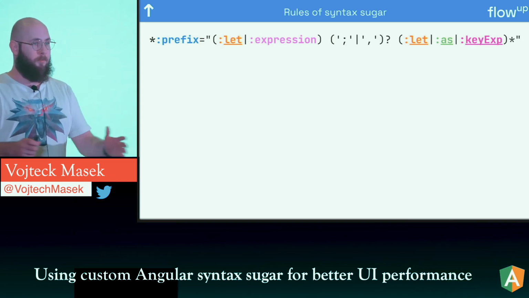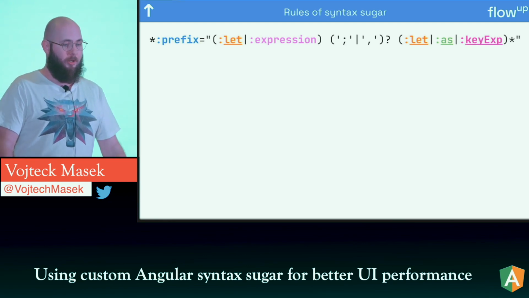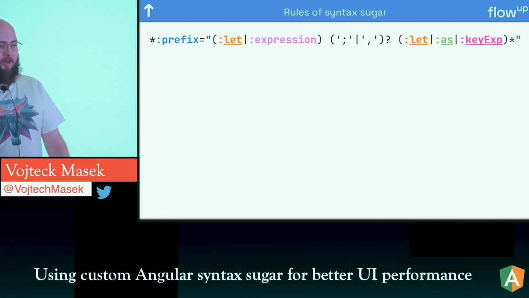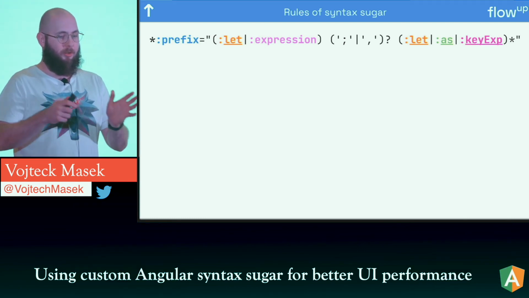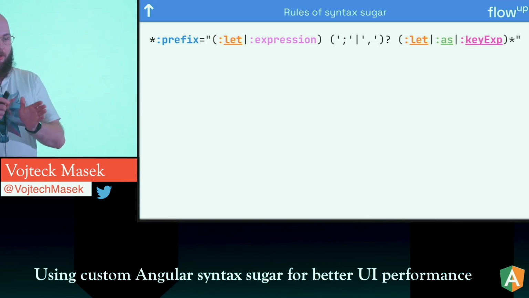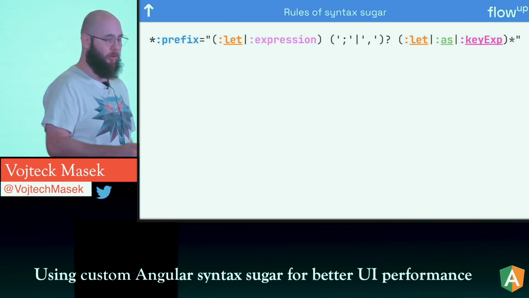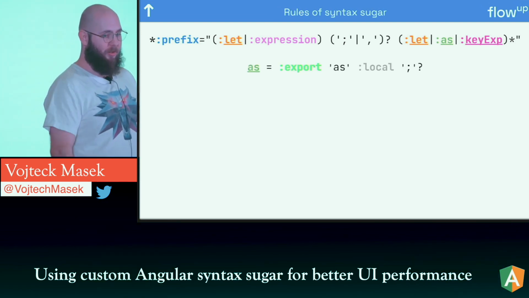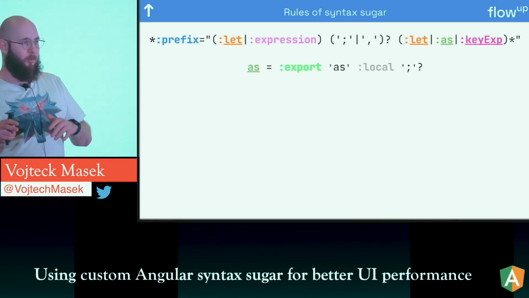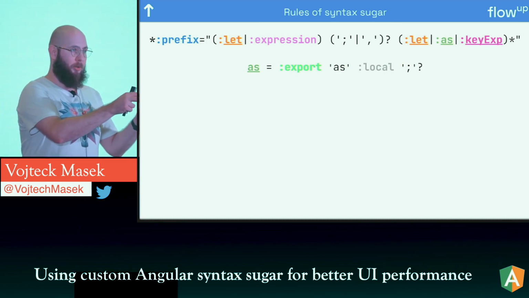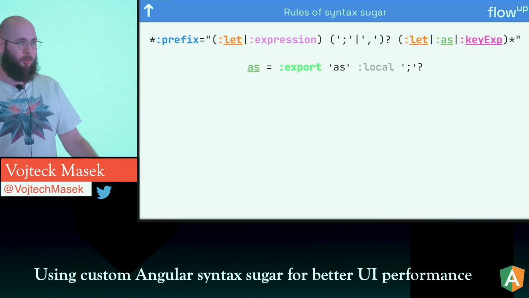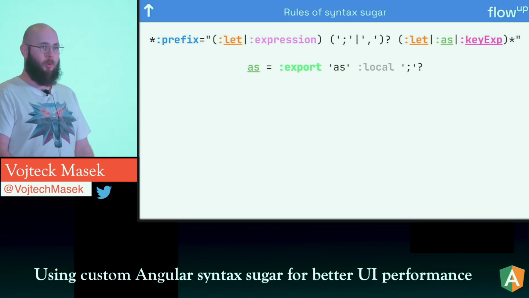So the directive starts with an asterisk. That's the symbol for the structural syntax. Then there is a prefix, and then there is either let or an expression, then a separator, and again it would be either let, as, or some kind of expression. Usually the as is exporting something as some local variable. So you basically take the output from the directive, use as, and put it in a local variable. You can use your own name there.